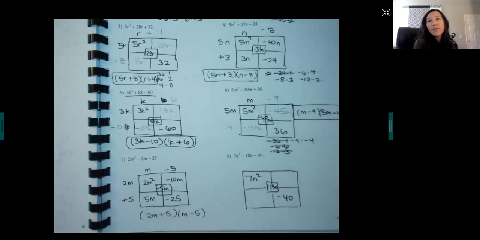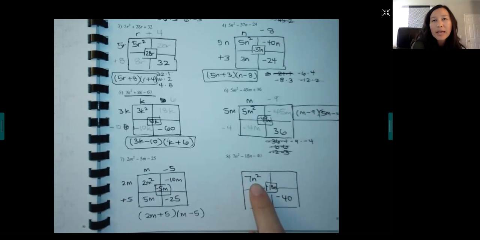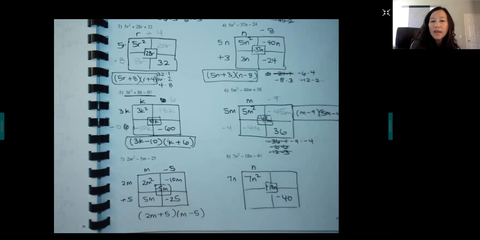And then for number 8, Savannah, what multiplies to give us our 7n squared? I'm sorry, can you repeat the question? Yeah, just what would our sides be right here so that it would multiply to 7n squared? N and 7n. Right, very good, thank you.